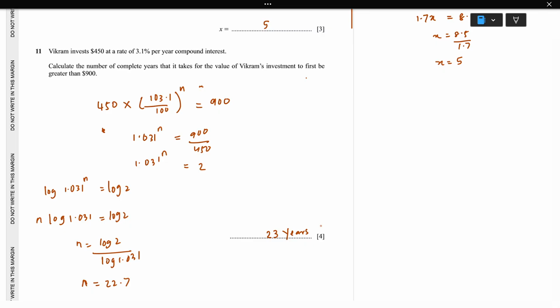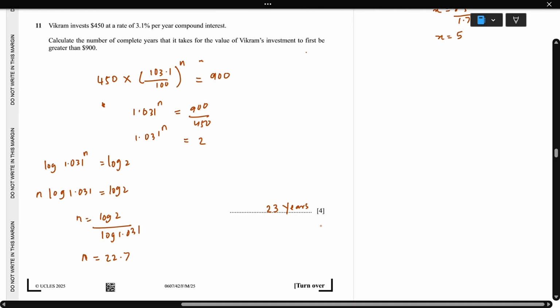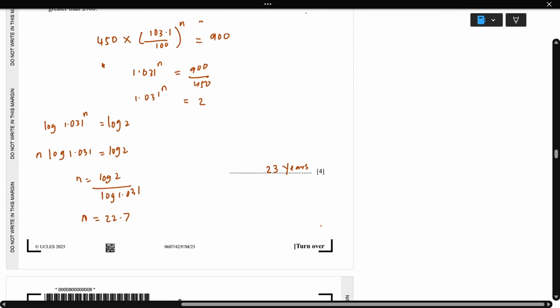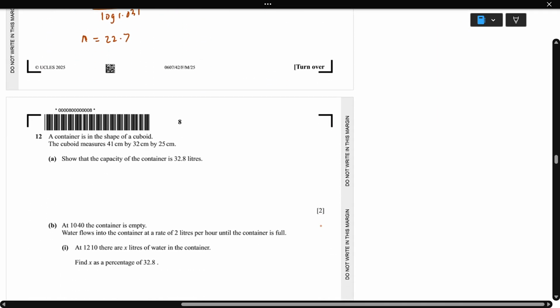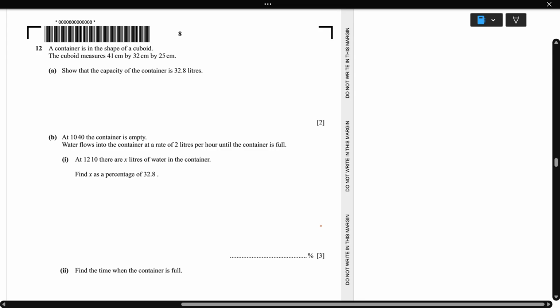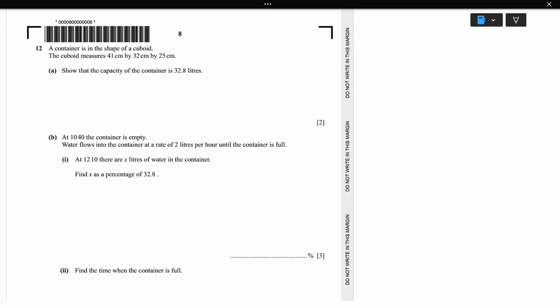Okay. The next question. A container is in the shape of a cuboid. The cuboid measures 41 times 32 times 25. Show that the capacity of the container is 32.8 liters.